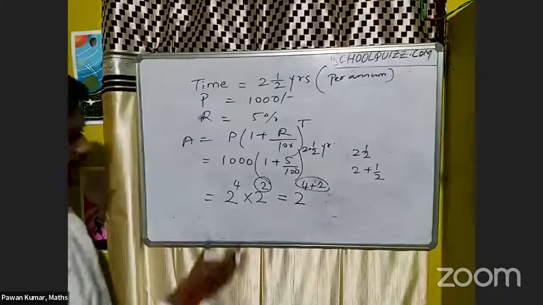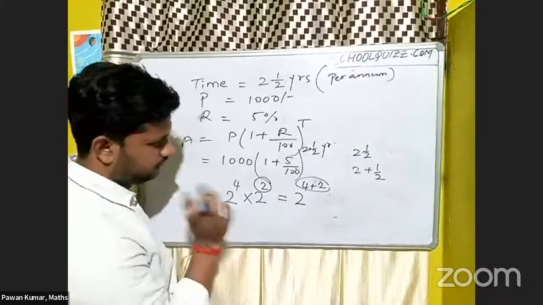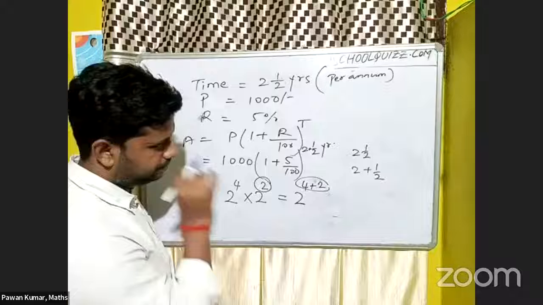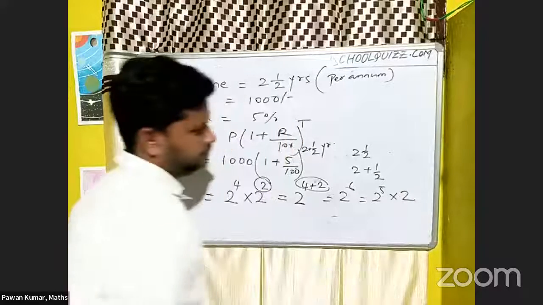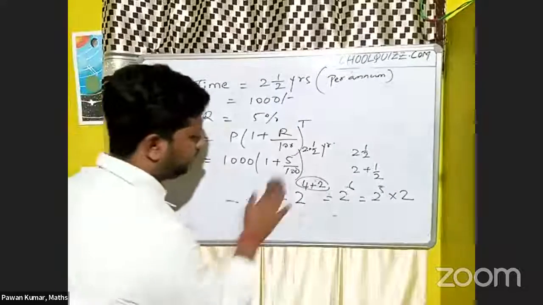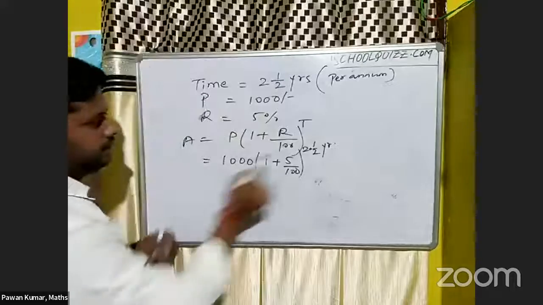Okay. So did you understand? Suppose I am saying 2 power 6 is there, can I write 2 power 5 into 2? Yes, sir. I can write, correct? Means whatever terms are there, I can add them. Okay. So what will happen that time when these things are there?